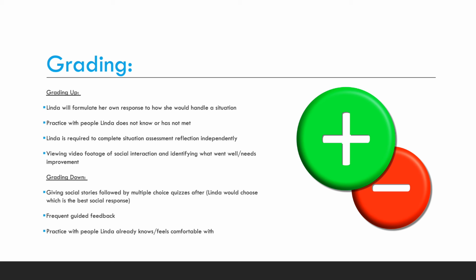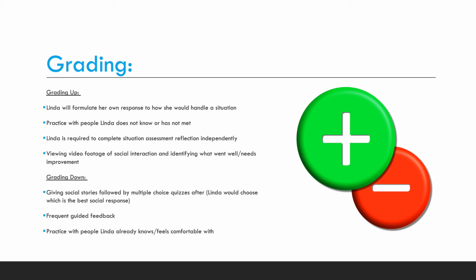This next page shows all the ways that you could grade up or grade down the social stories. One example of grading up would be to have her formulate her own responses to how she would handle a situation without help from the occupational therapist. Linda could also practice with people that she has never met before.